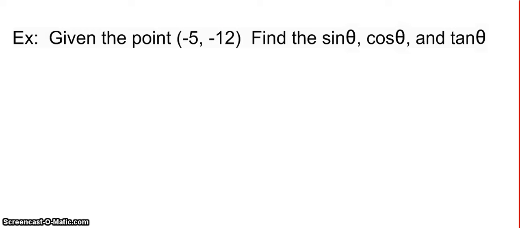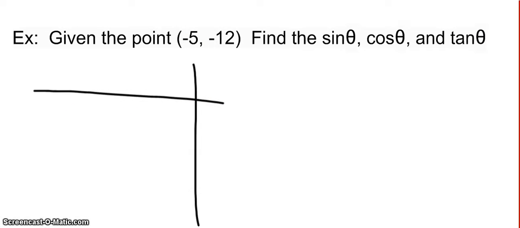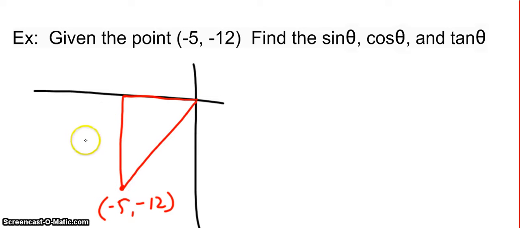Let's try another one. Given the point -5, -12, find the sine, the cosine, the tangent of theta. Alright, so we're going to draw again. Where's -5, -12? Third quadrant. Very good. So in this case, I'm not going to tally out a bunch of marks. I'm just going to put a point here, and I'm going to call this point -5, -12. So I can draw a triangle. This is -12. This is -5. This is going to be a 5, 12, 13 triangle.